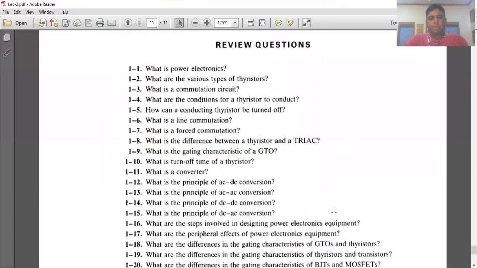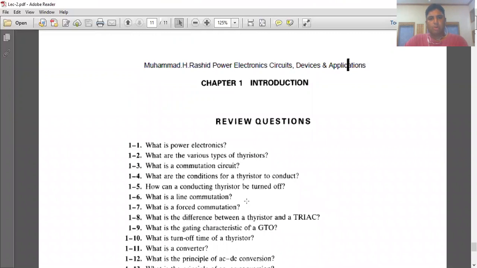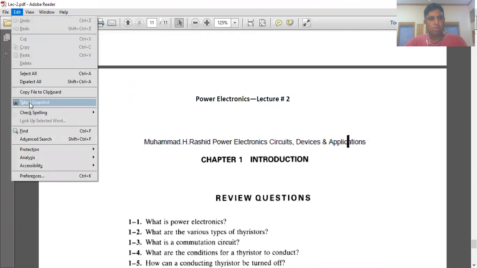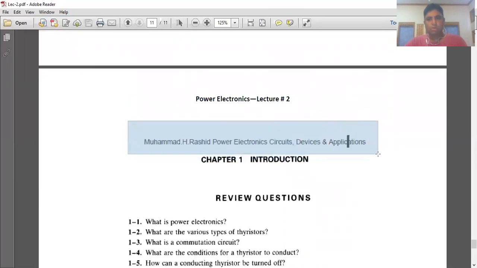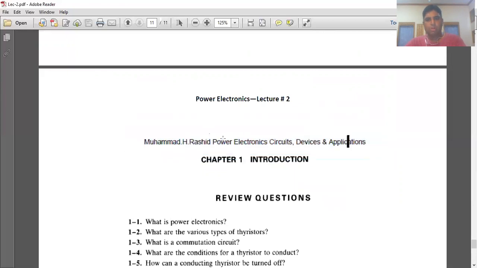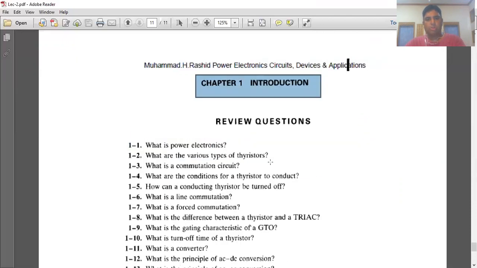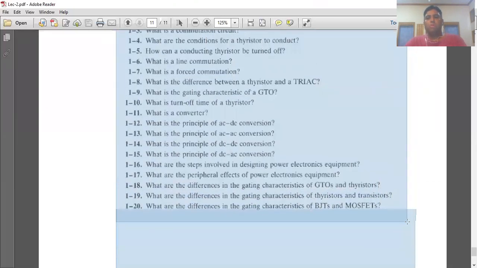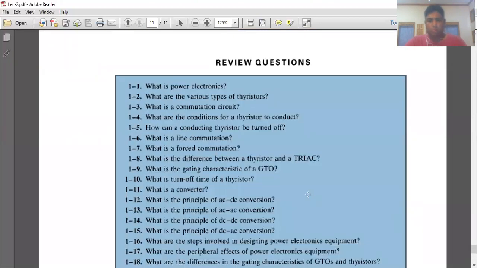And the last page is basically the review questions of our textbook. We are using this textbook, Power Electronics by M.H. Rashid, Circuits, Devices and Applications. This is the name of the book, and this is the name of the author. And this is chapter number 1, Introduction, and these are the review questions of chapter number 1. Okay, so we will discuss these questions in our online lecture.